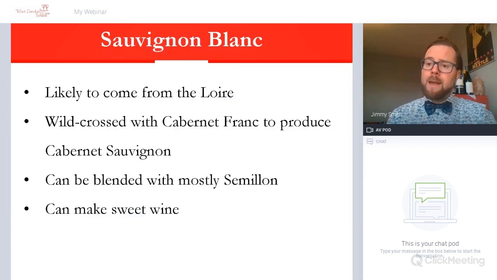Sauvignon Blanc can also make sweet wine. Now, please remember, most of the time, Sauvignon Blanc makes dry, aromatic white wines. That is most of it. But its grapes can go through a process, noble rot, which produces wines that will be sweet, along with Sémillon. So you can find sweet wines being produced from it around the Bordeaux region again.